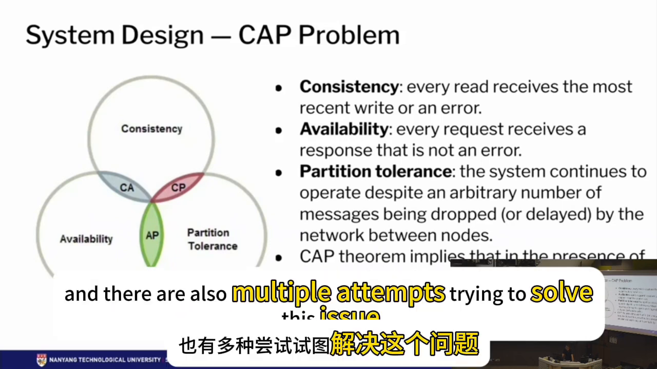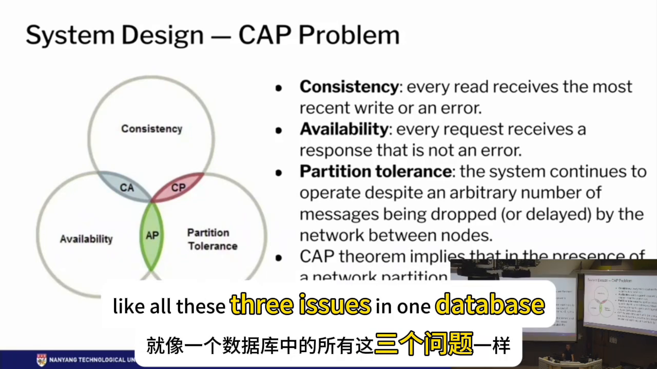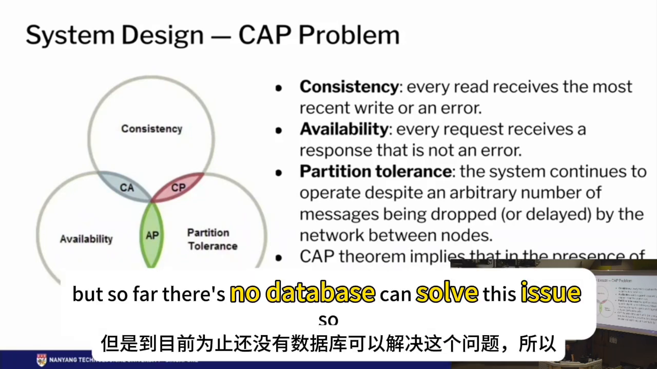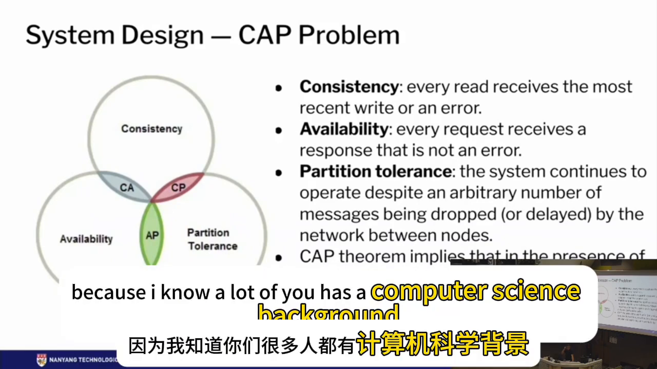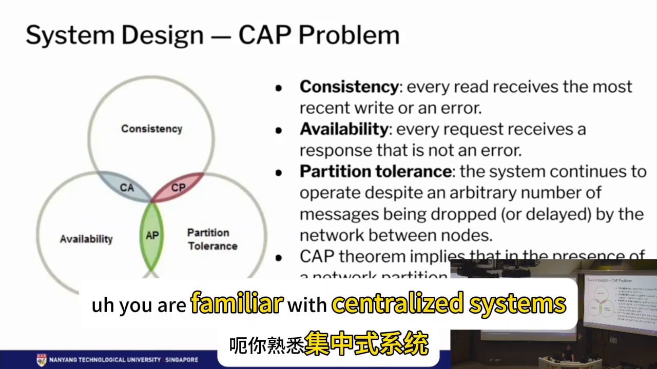And there are also multiple attempts trying to solve this issue, all three properties in one database, but so far there's no database that can solve this issue. So why do I talk about this? Because I know a lot of you have a computer science background. You are familiar with centralized systems.